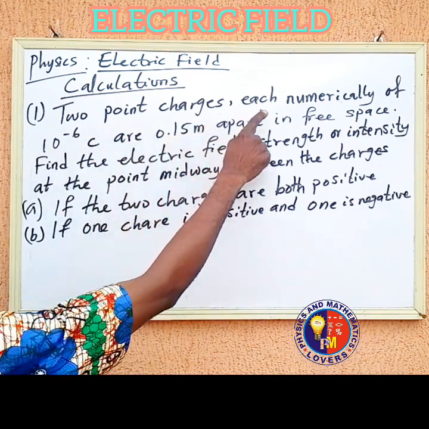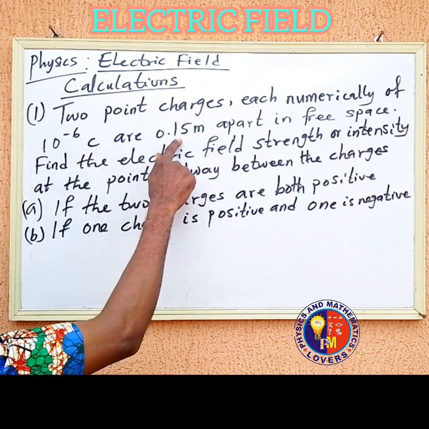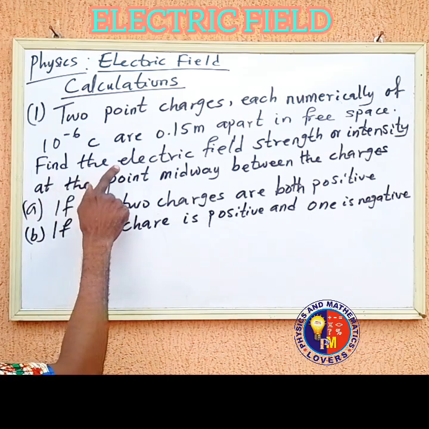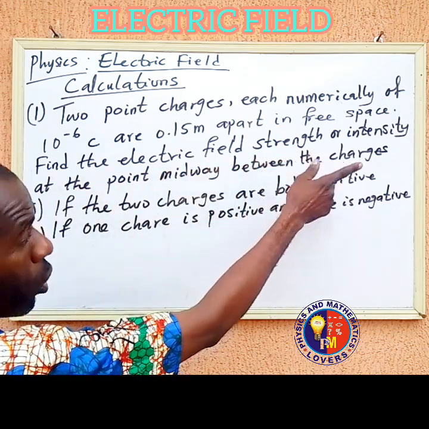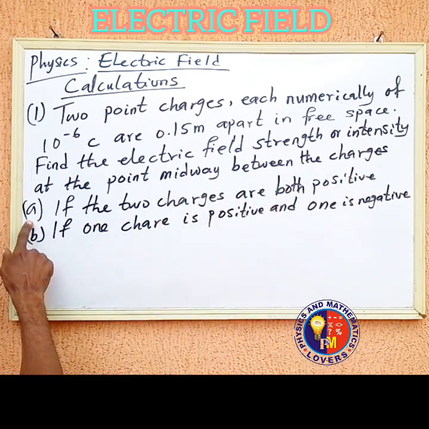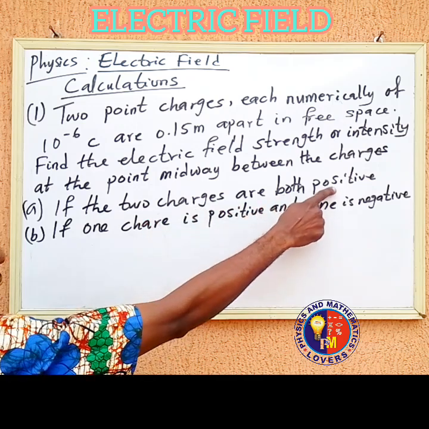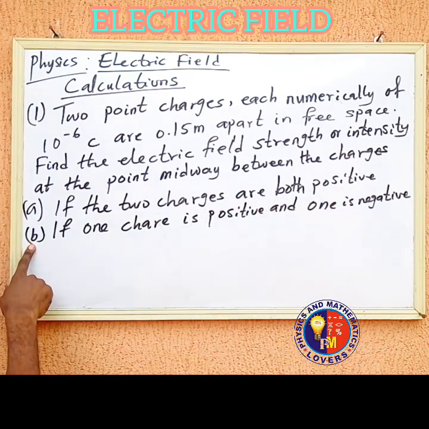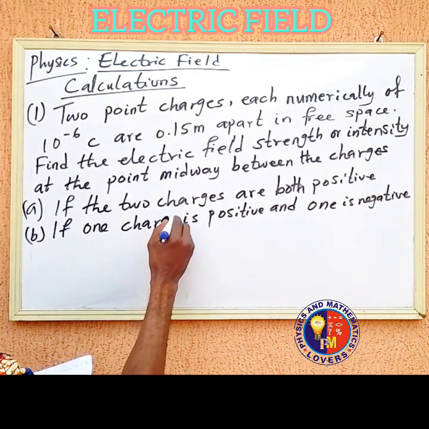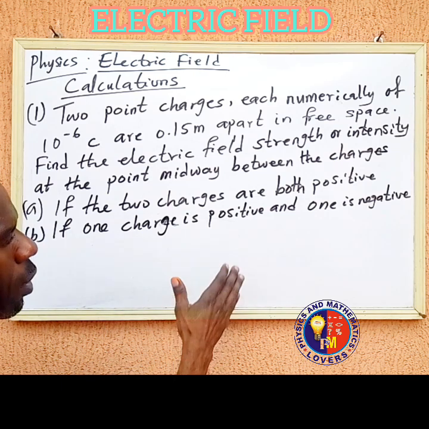Two point charges, each numerically of 10 raised to power minus 6 coulomb, are 0.15 meter apart in free space. Find the electric field intensity or strength at the point midway between the charges. We have two conditions here. Number 1, if the two charges are both positive. Number 2, if one charge is positive and one is negative. So this is a very simple question.